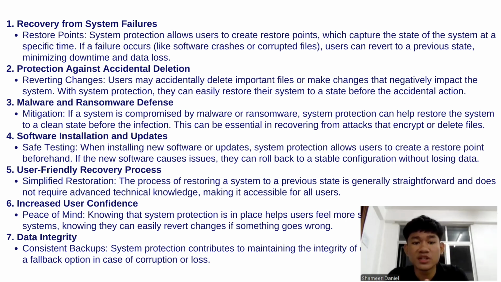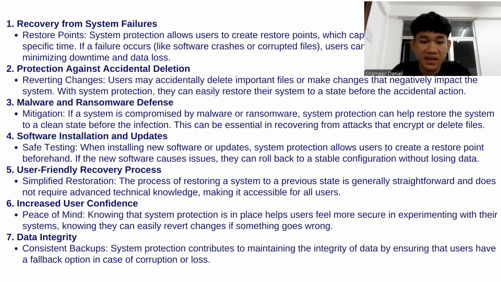So number 4, software installation and updates. Safety setting. When installing new software or updates, system protection allows users to create a restore point beforehand. If the new software causes issues, they can roll back to a stable configuration without losing data. Number 5, user-friendly recovery process. Simplified restoration. The process of restoring a system to a previous state is generally straightforward and does not require advanced technical knowledge, making it accessible for all users.